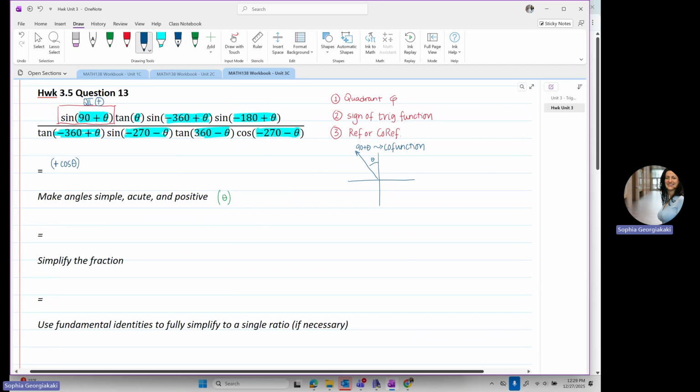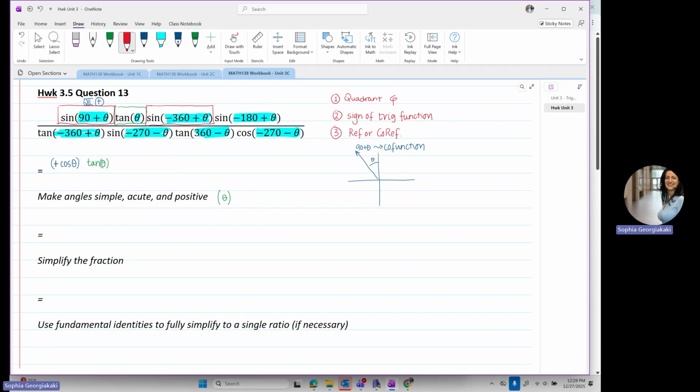That's my first trigonometric function. The next trigonometric function is tangent of theta. Theta is already acute. The reference is 0. I'm just going to leave it as tangent of theta. I'm not going to do any work for that. It's ready for me. The next is the sine of negative 360 plus theta.